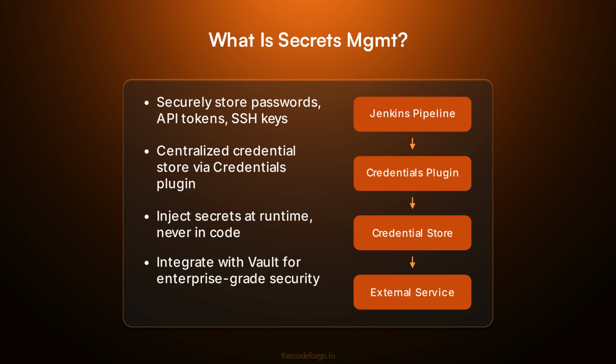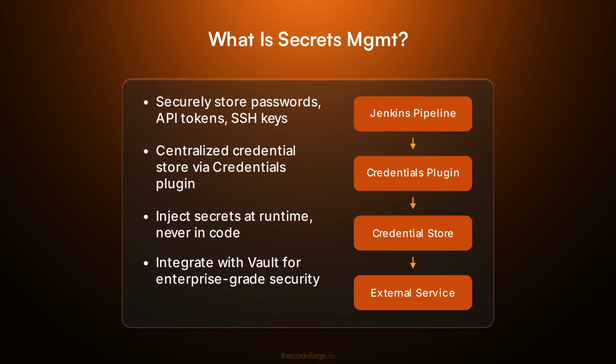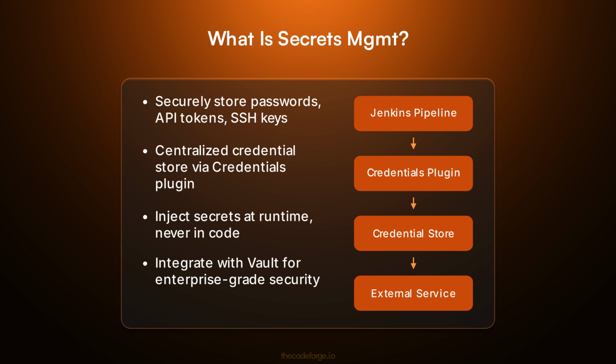Jenkins Credentials and Secrets Management is the practice of securely storing, accessing, and rotating sensitive information used by pipelines. Instead of hard-coding secrets, you store them in Jenkins' built-in credential store and inject them at runtime using the Credentials Binding plugin. For larger organizations, you can integrate with HashiCorp Vault for dynamic secrets.